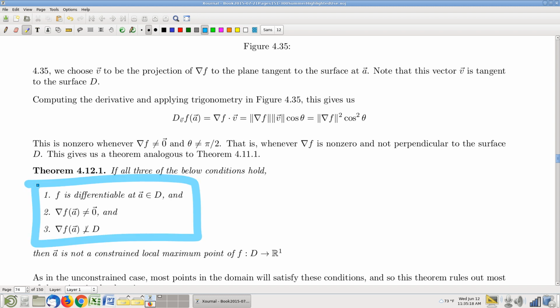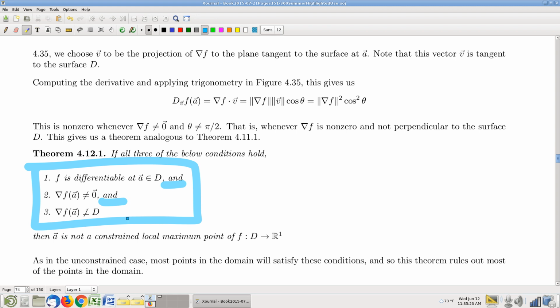If these three things all happen simultaneously, which is, again, the vast majority of the cases, most of the time our functions are differentiable. The gradient vector, what are the odds that the gradient vector is exactly 0? It happens rarely, but not most of the time. And what are the odds the gradient vector is exactly perpendicular to the surface? Most of the time that doesn't happen either. So if these routine conditions hold, then we have ruled out our possible maxes. Everybody good? Okay.